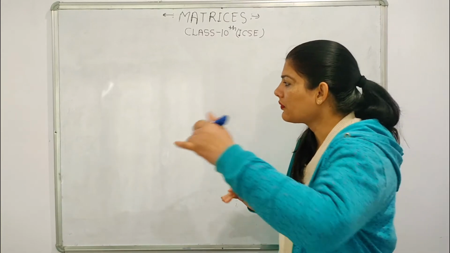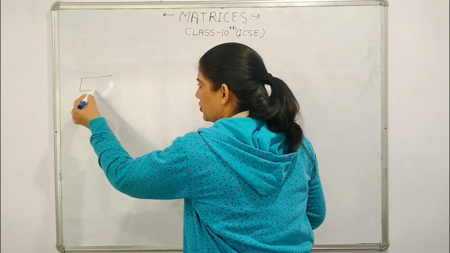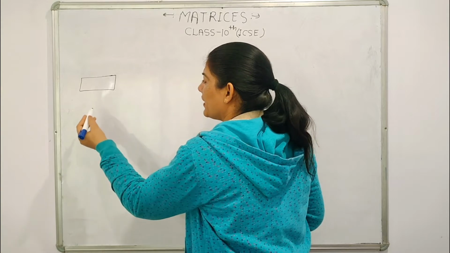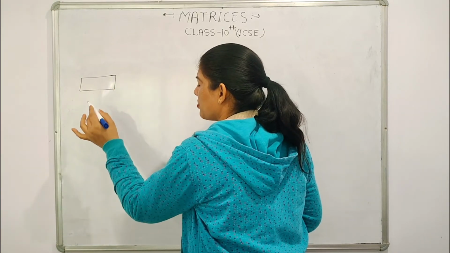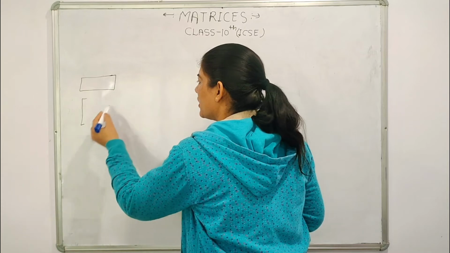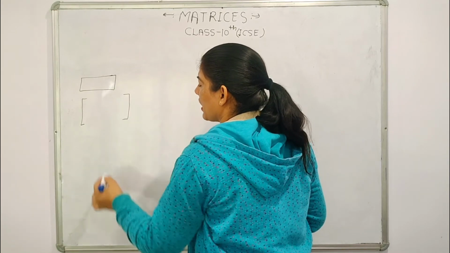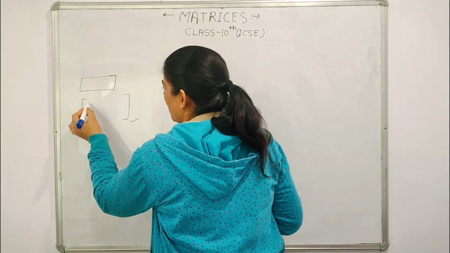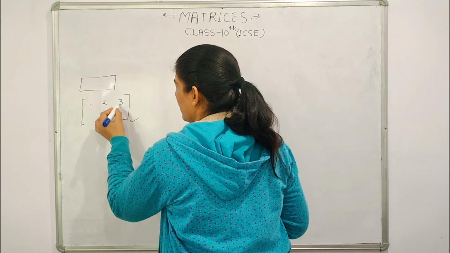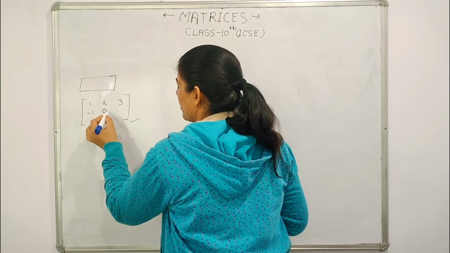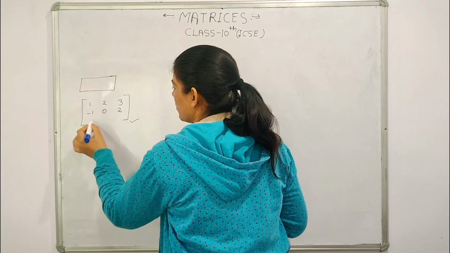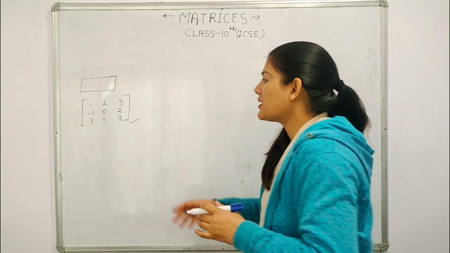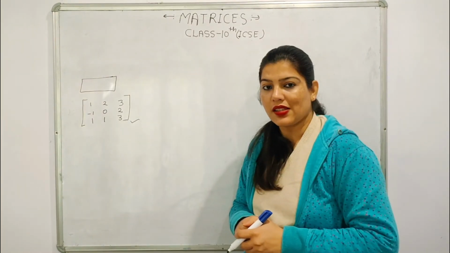Rectangular means the position of the elements will be like this. So if you write the numbers in a rectangular arrangement within brackets, then this is called a matrix. Suppose the numbers are 1, 2, 3, minus 1, 0, 2, 1, 1, 3. So this type of arrangement is known as a matrix.